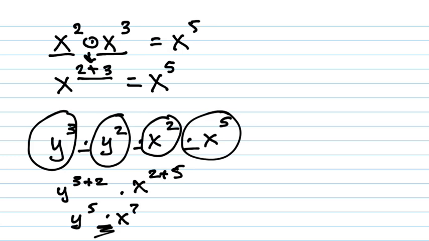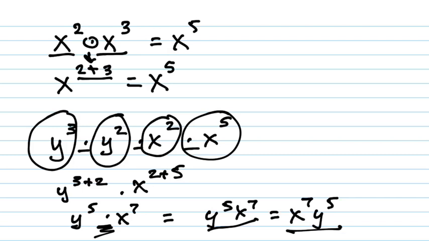Which one of those things should come first? So is y to the 5th, x to the 7 my answer? No. What's wrong with it? X to the 7th and y to the 5th, in alphabetical order. Because you always put, if you have more than one variable, they have to be in alphabetical order. Okay? Right?